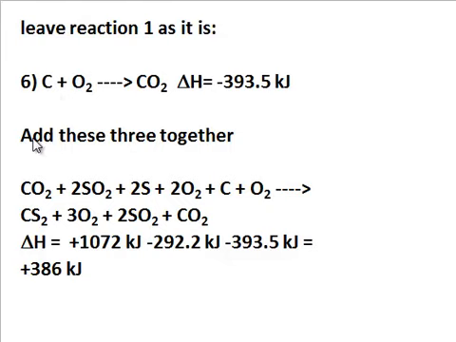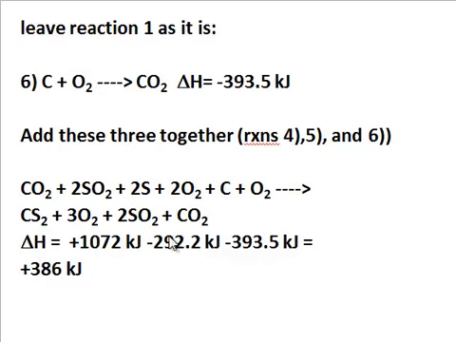So we add these 3 together. Here I have the list of all the reactants. Here I have the list of all the products that comes from combining everything on the reactant side and the product side. Remember now the reactions we're adding are 4, 5, and 6. And that produces this combined reaction, which has a combined delta H of 386 kilojoules.